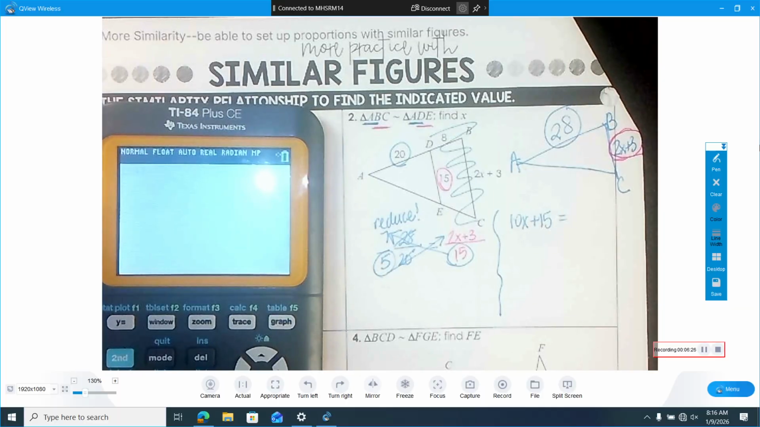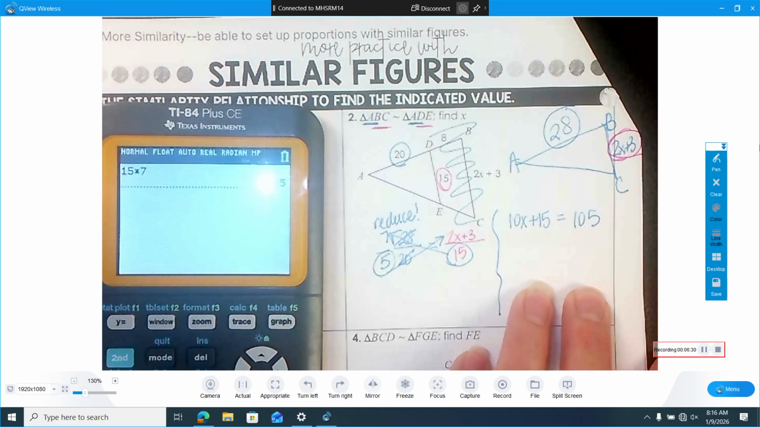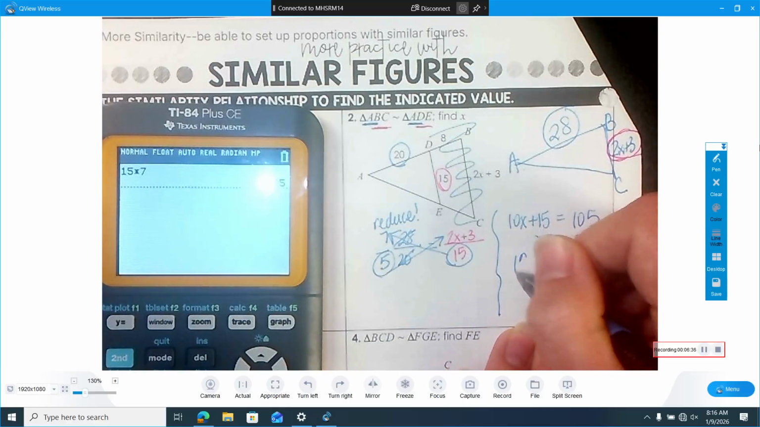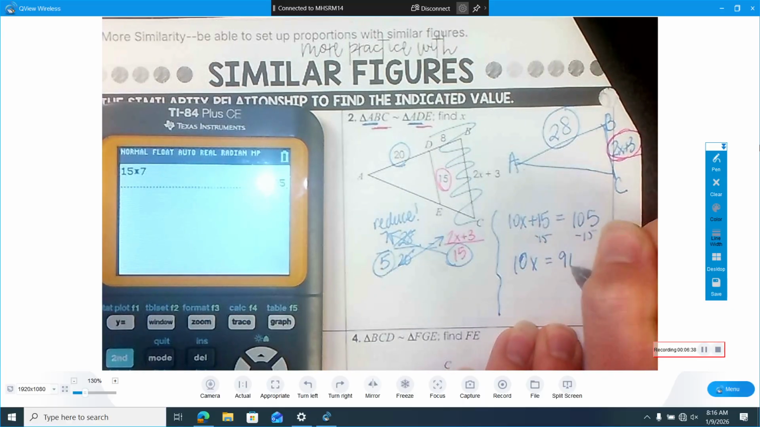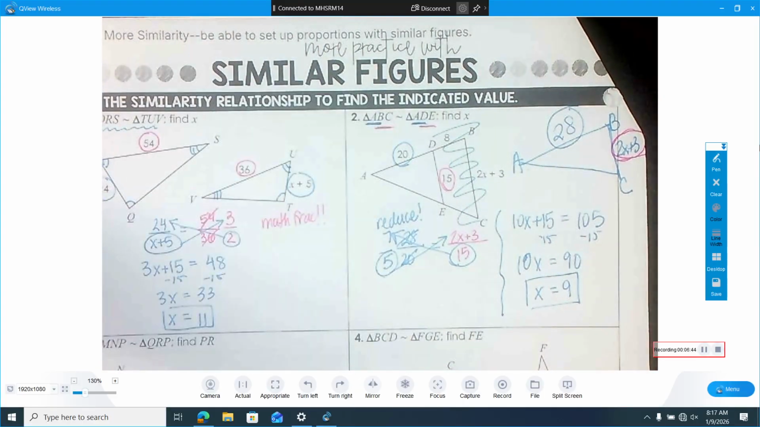Calculator. 105. All right, what should we do? Oh, minus the 15. Minus 15, minus 15. So 10x equals 90, which means x equals 9. All right, cool.